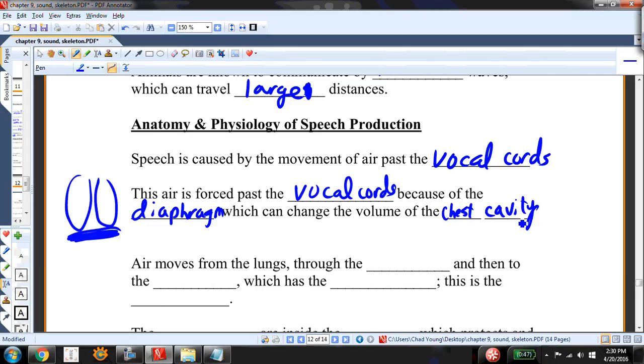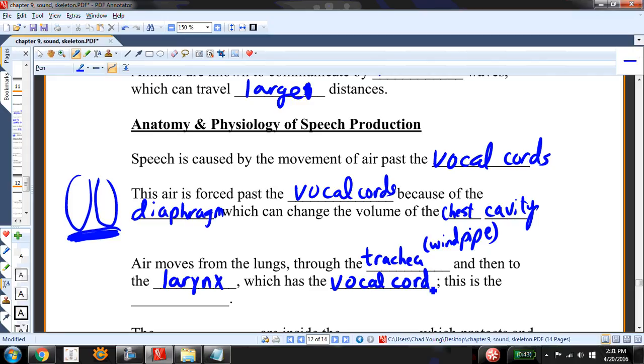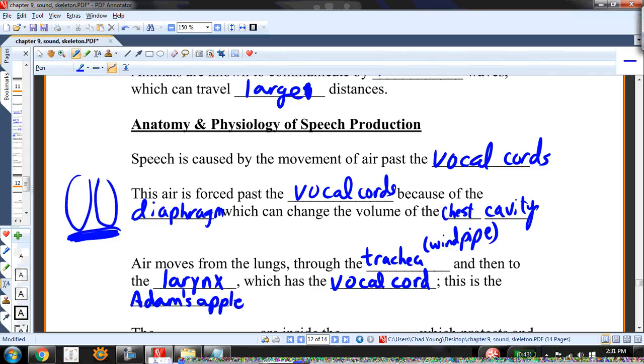Now, air moves from the lungs through the trachea. This is sometimes also called the windpipe. And then to the larynx. The larynx holds a couple different things, but it has the vocal cords. The vocal cords are within the larynx. These are sometimes called the vocal folds. And this is also the Adam's apple. If you've had anatomy, you must have seen this before, but I'll just show you a picture.